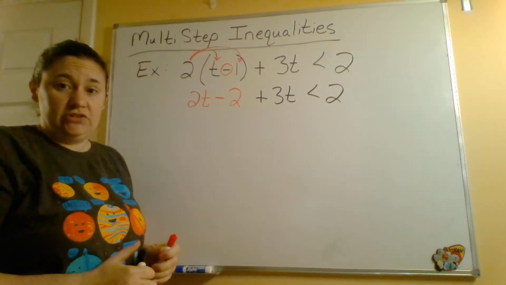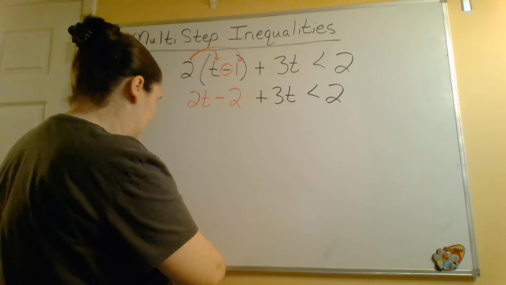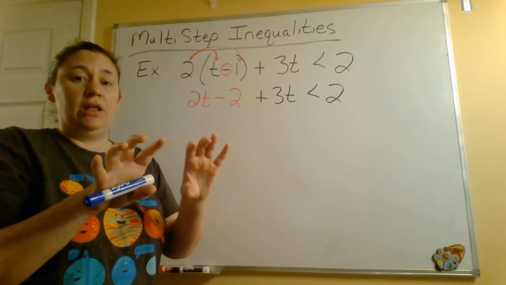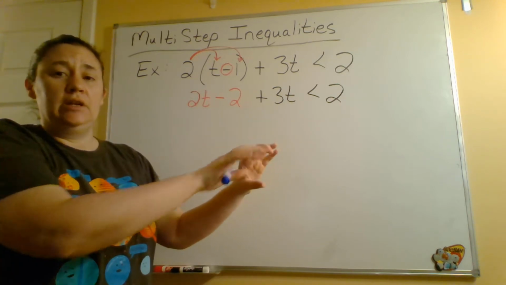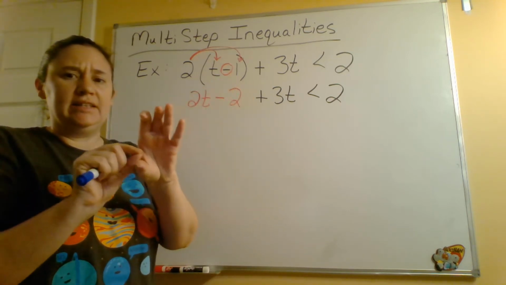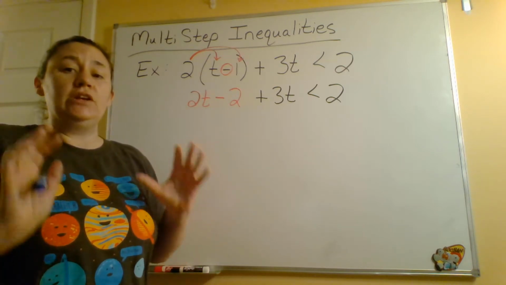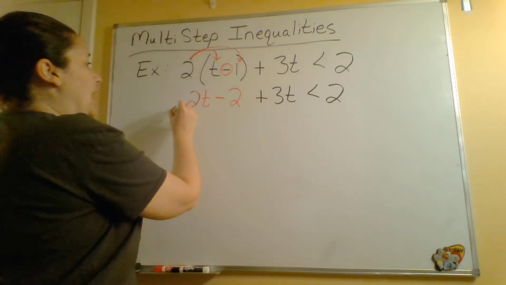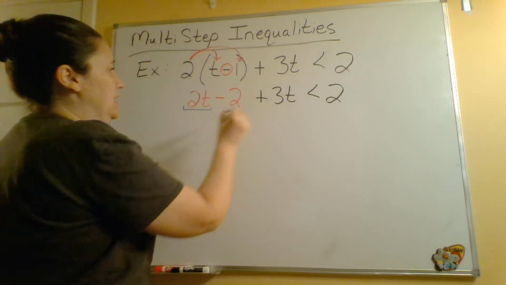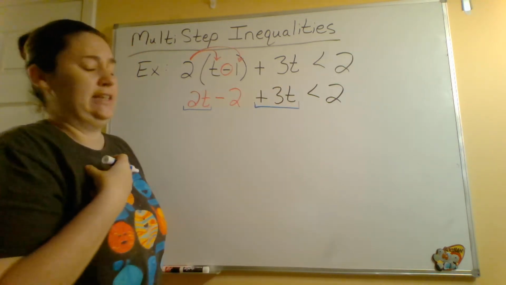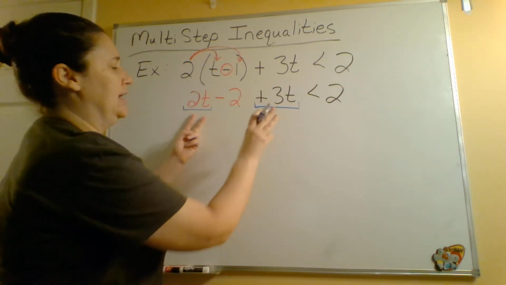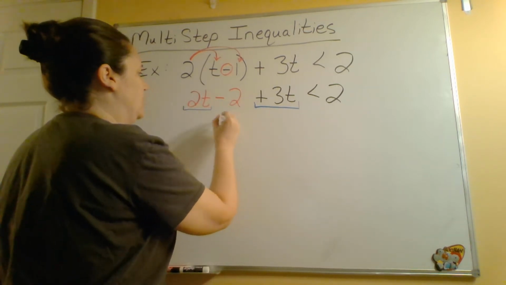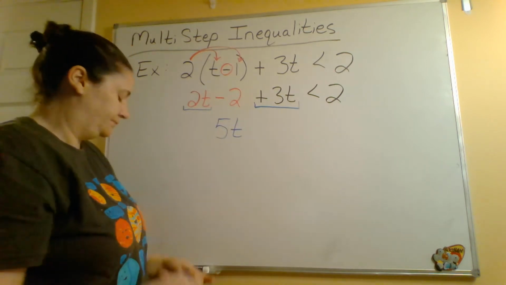My next step to solving this problem is going to be to combine like terms. That means to put together mega blocks and mega blocks, and put together Legos and Legos. But remember, you can't take a mega block and click it together with a tiny little Lego. So we can only put together things that are alike, things that have the same variables. So I can put together this 2t and this plus 3t. If I have 2 t's and I have 3 t's, that makes 5 t's altogether. 2t plus 3t makes 5t.